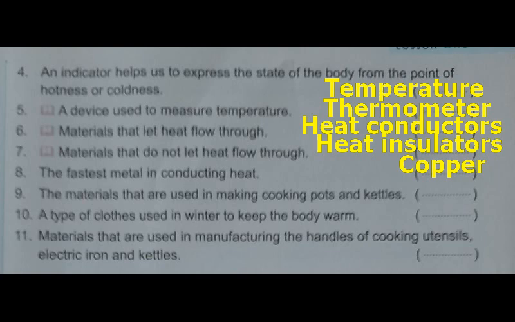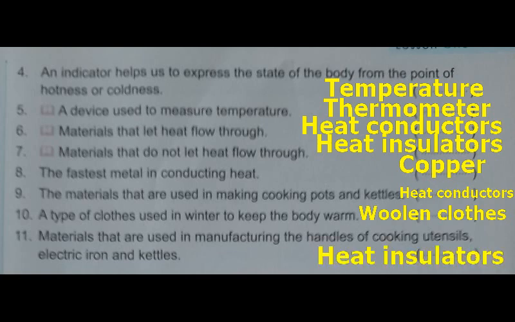Copper. Number 9. The materials that are used in making cooking pots and kettles. Heat conductors. Number 10. A type of clothes used in winter to keep the body warm. Woolen clothes. Number 11. Materials that are used in manufacturing the handles of cooking utensils, electric iron and kettles. Heat insulators.